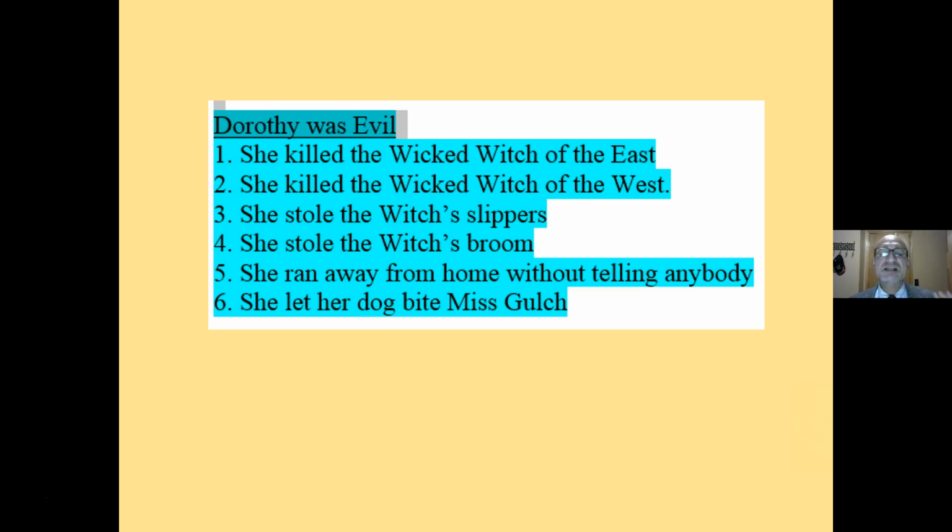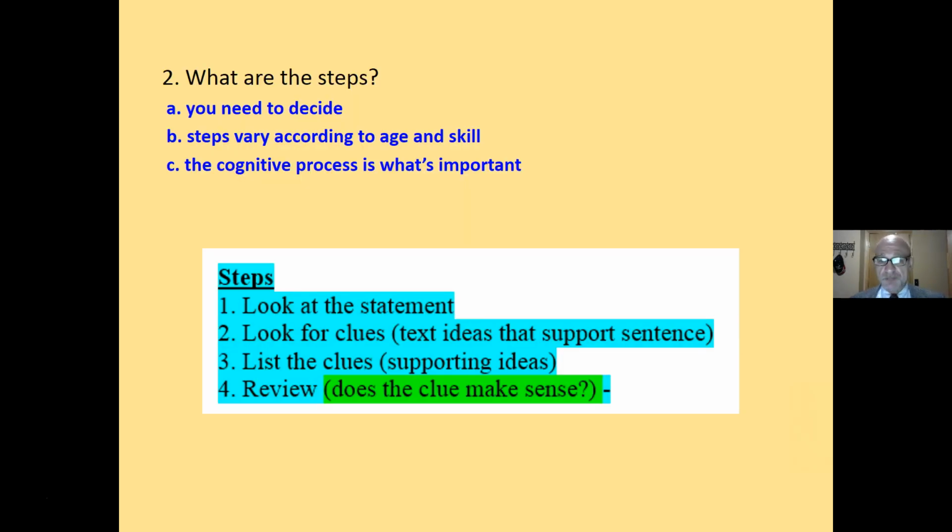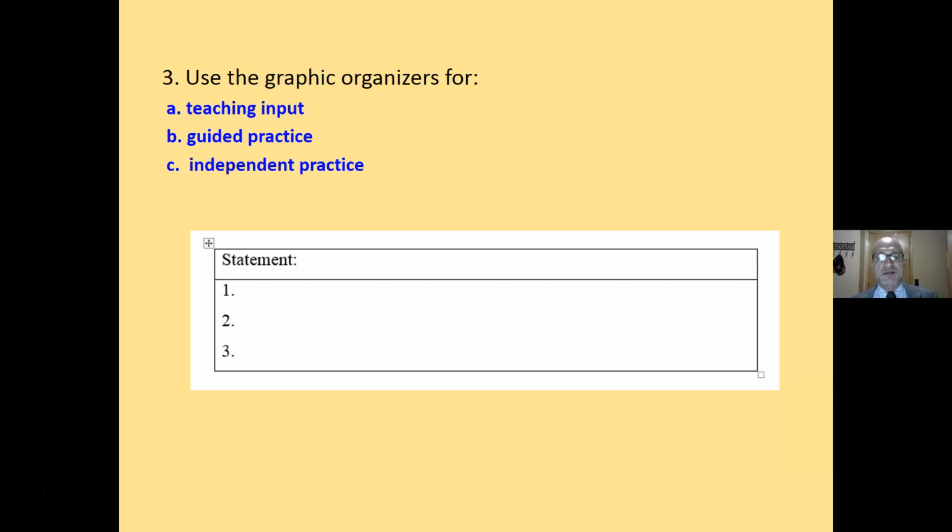That's supporting a statement. What are the steps? You need to decide what the steps are. These steps vary according to the age and the skill. Now, it's not that important that they eventually do my steps exactly. It's the cognitive process that's important. We teach the process to develop the skill so that they do these things automatically as they read or after they read.